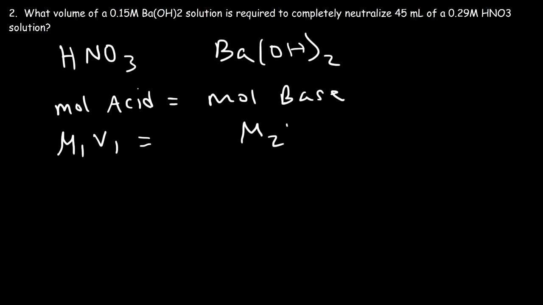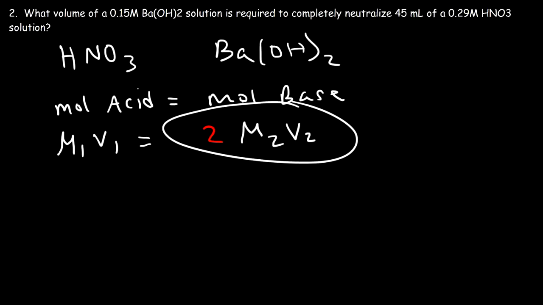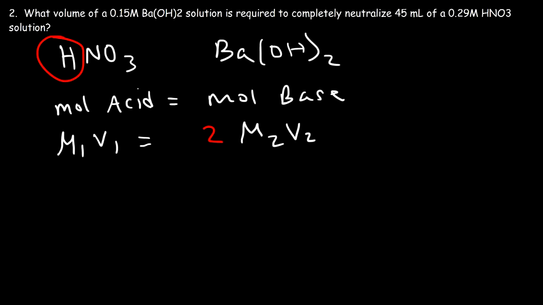But in this example, barium hydroxide has two hydroxide ions per formula unit. So we need to incorporate that too. And we could put it on the same side that barium hydroxide exists. So M2V2 has to correspond to the base. We can only plug in the information of the base on this side. If we plug it in on the wrong side, we're not going to get the right answer. Nitric acid only has one hydrogen ion per formula unit. So we're going to put a 1 on the left side.